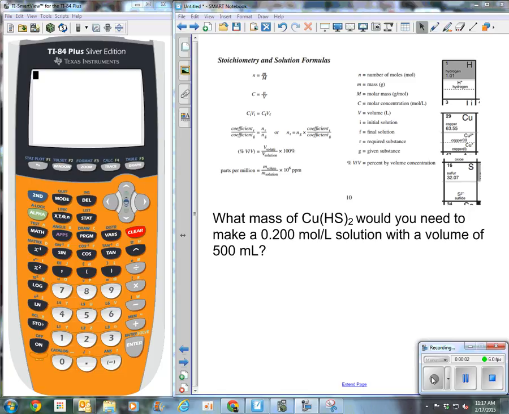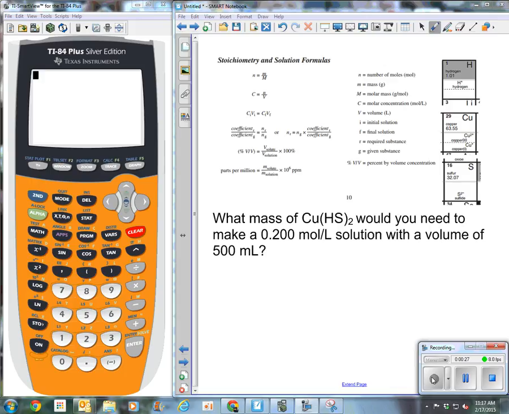Okay, so here is a more complex problem. We're going to work this one out together. This question is asking me, what is the mass of CuHS2 you would need to make a 0.200 mole per liter solution with a volume of 500 milliliters?